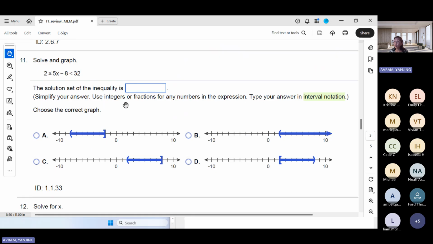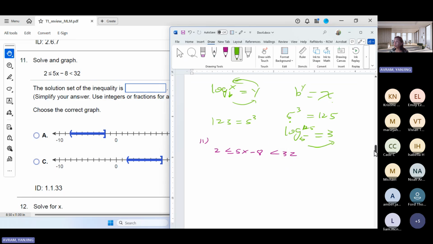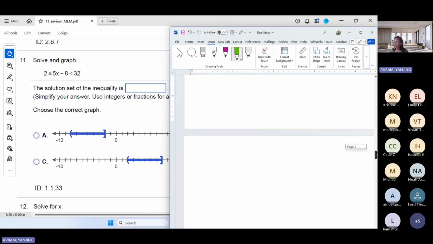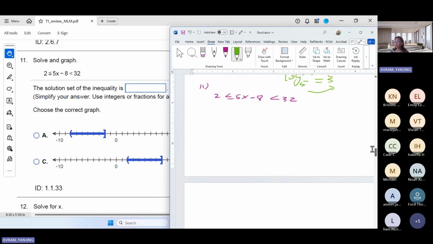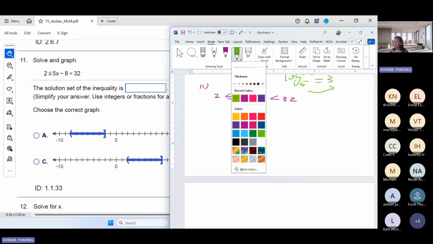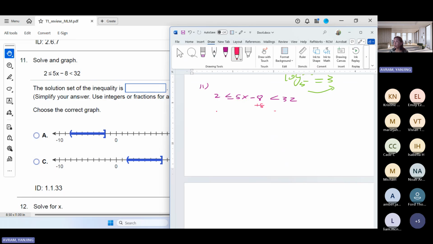Now you read the question right here. Simplify your answer using integers or fractions for any numbers in the expression. Type your answer in interval notation. So your final answer must be in interval notation for this one. If you don't, it will count you wrong. All right, so we want to solve for x. First we get rid of this a. So we add all the a, all of them, so this will cancel out.